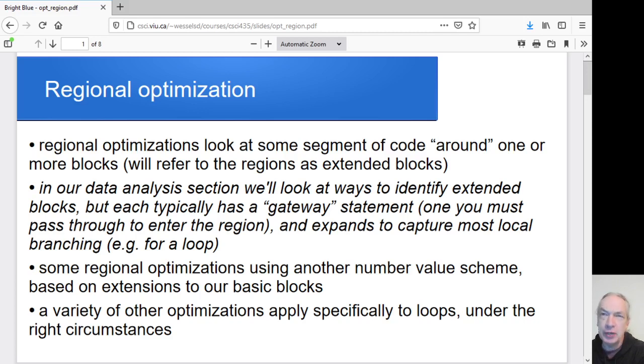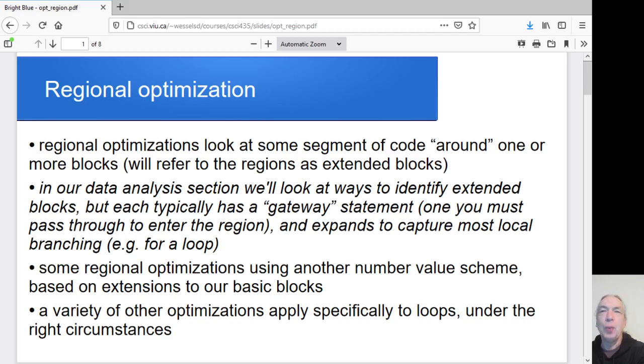So later on, in our data analysis section next week, we'll start getting into approaches to really try and identify what these regions might be. But for now, we'll think of it in terms of we've got some kind of a gateway, some sort of an entry block to our region, and then we're trying to encapsulate the set of blocks that fit in that region. And assuming we can create that, then we'll go ahead and look at some of the optimizations within the region. So that's where we'll leave that part for now, and we'll get into the data flow analysis next week.